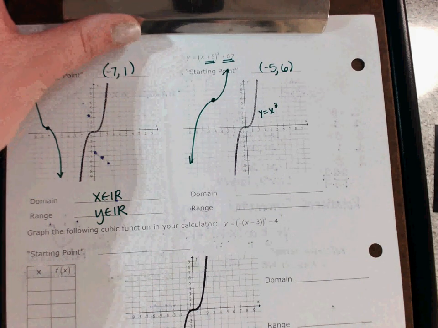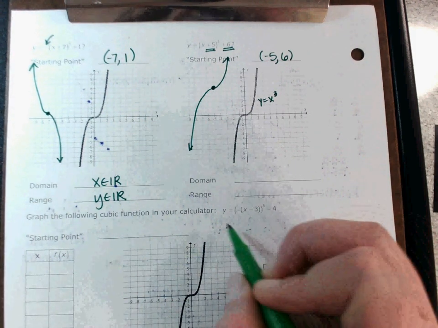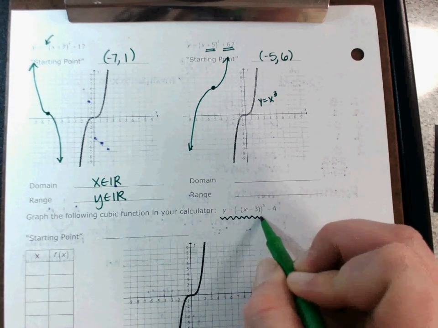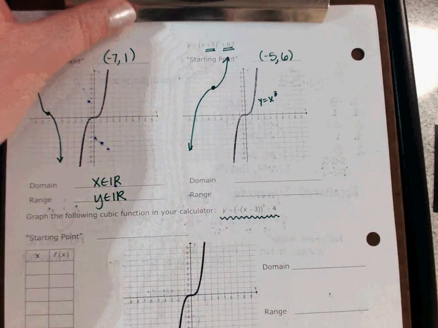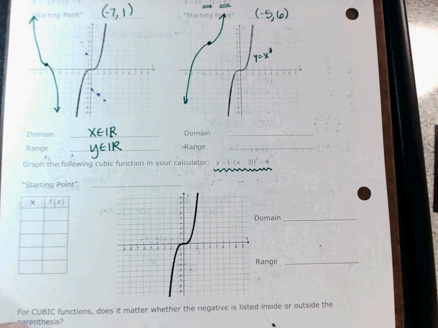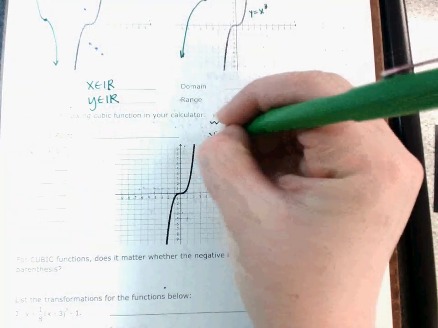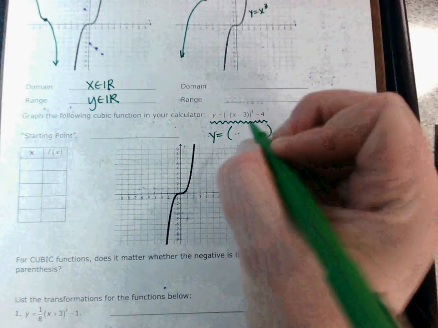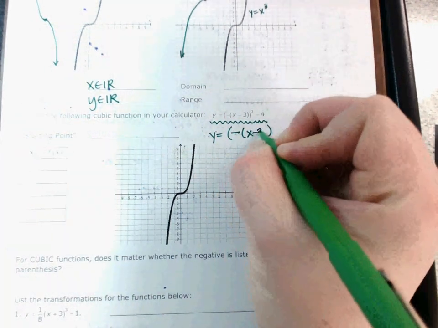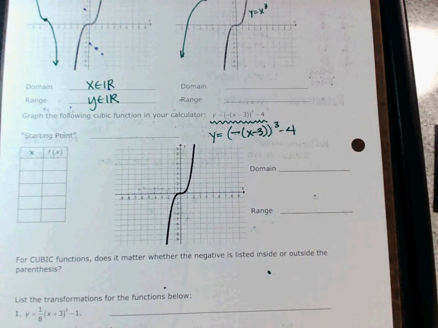Alright, there's one more that we have to look at, and I want you to type it into your calculator. But I want you to notice that on this next one, the negative is inside the parentheses. So when you type it into your y equals in your calculator, you're going to put it like this. It'll be y equals parentheses negative x minus 3 cubed minus 4. So when you type it in, you're going to put the negative on the inside of the parentheses.